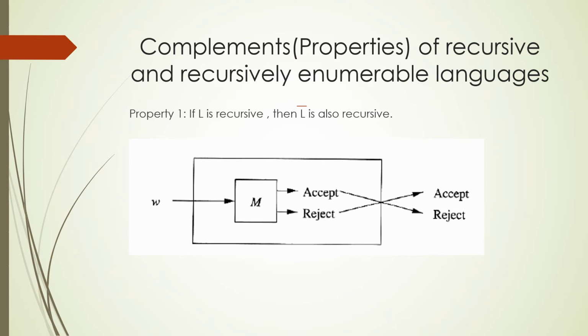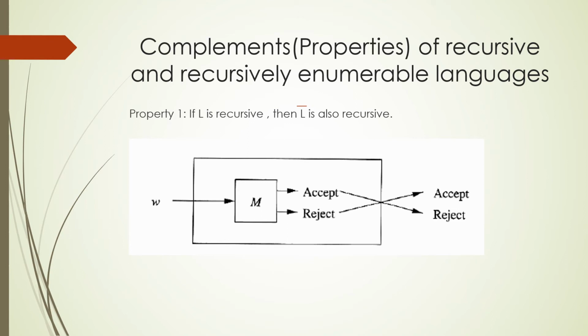The first property is: if L is recursive, then L bar is also recursive. I think you may know what L bar is. L bar is nothing but the complement of a particular language. The theorem proof is very simple when we understand the concept of recursive.